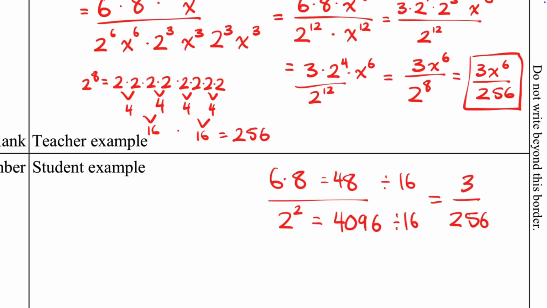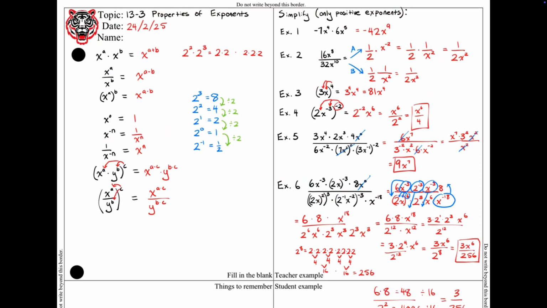And pro tip, if calculators are enabled, you can use a Desmos scientific calculator. If you punch in 48 over 4,096, it will reduce the fraction for you. Cool. Any other questions on this lesson before we jump into the homework?